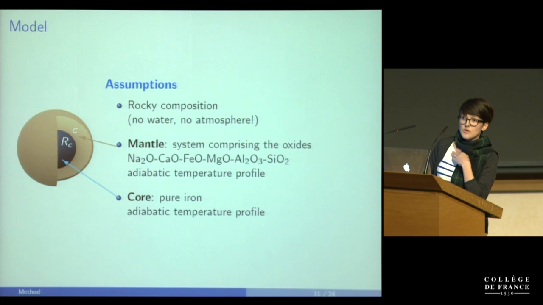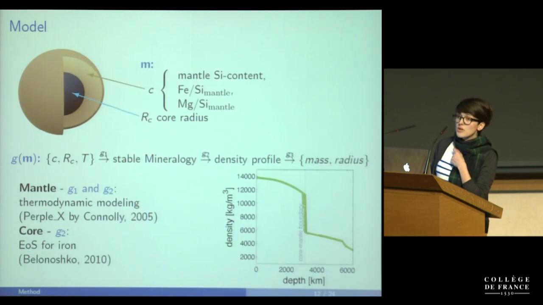The model assumptions that we are using are the following. We have a mantle that is comprised of oxides, where the oxides of iron, magnesium, and silicon are the main oxides in the mantle. We have an adiabatic temperature profile in the mantle similar to the Earth. The core is made of pure iron, and we also have an adiabatic temperature profile. The model parameters that we want to constrain are these four, the first three for the mantle composition, and the fourth is the core radius.